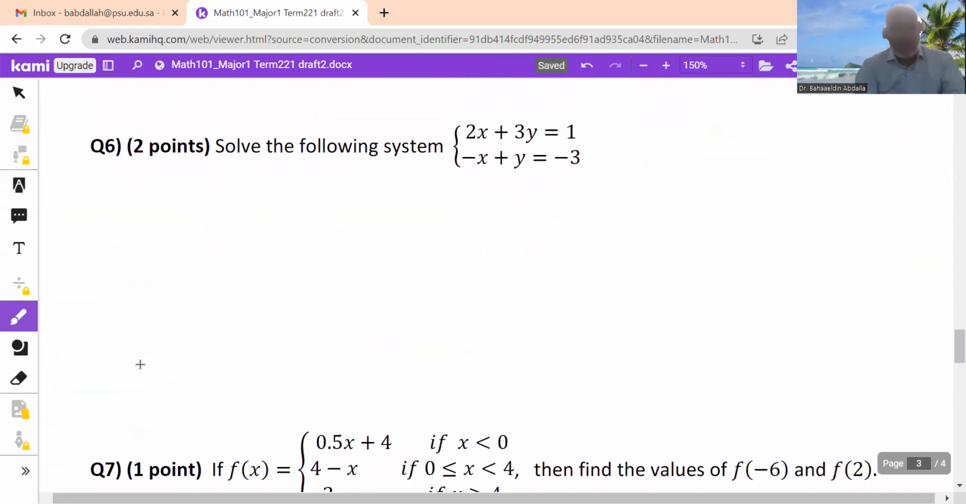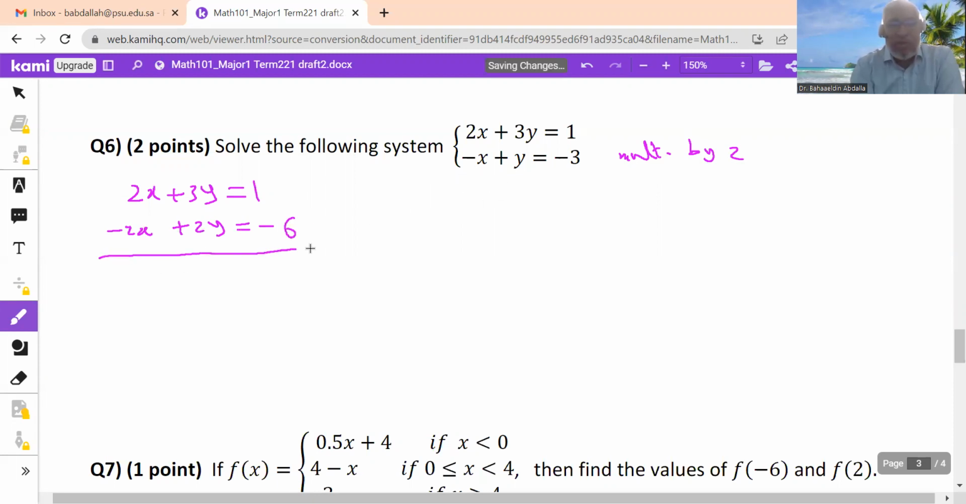Solve the following system. I have two equations. I can use mode 5 1 to check my answer in the calculator, but he needs the steps, of course. So I can use elimination here. I have 2x plus 3y equals 1 and minus x here. So if I multiply the second equation by 2, I'll have negative 2x plus 2y equals negative 6. I'm just multiplying by 2. I'm not changing any signs.